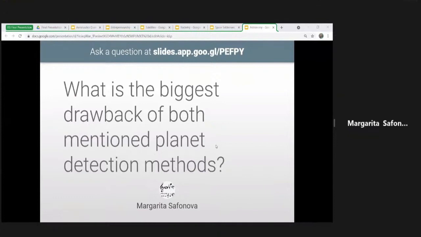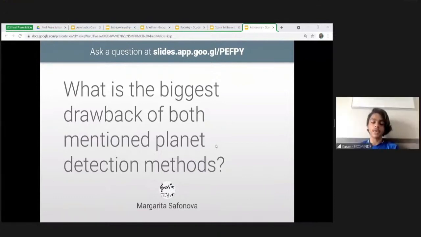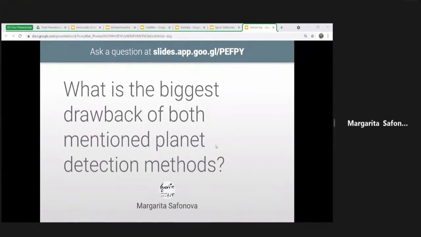Even though we have hypothesized that there could be at least one planet per star, the transit method won't be able to help us in detecting all of the planets, because the alignment of the planets between Earth and the star could be different. So these are the two main drawbacks of both the detection methods that we mentioned. The same goes for the radial velocity method.